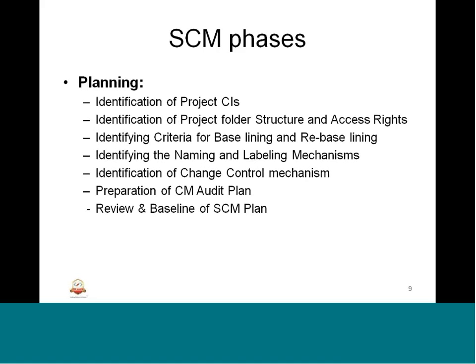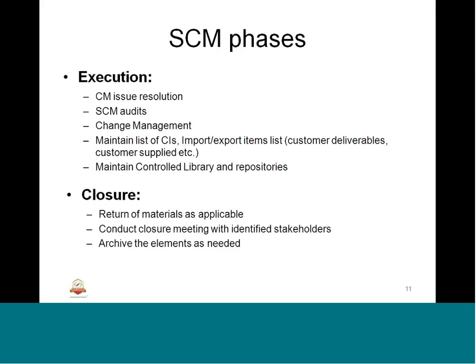This will be general as well as specific to that particular project. And the next one is the planning. So we do the identification of CIs, we write the procedure and naming conventions, labeling mechanisms, versioning, review and baselines, all this will be part of the planning. Then we will have the execution. So whatever the issues that we go through during the CM or the audits, we are going to correct it. So that correction and changes are part of the execution.